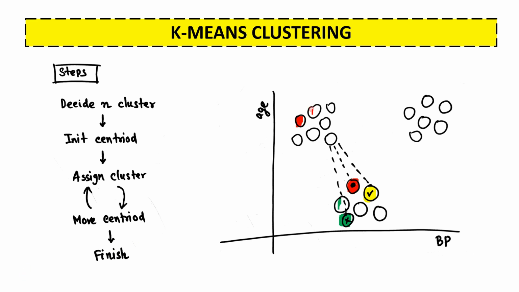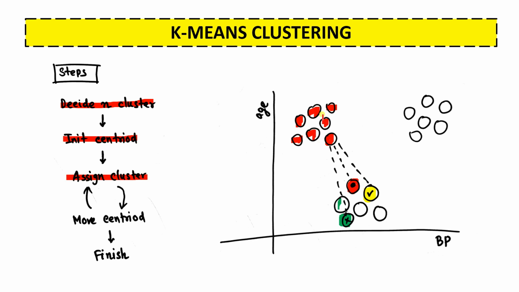So let's say red, red, red, red, red, red, and red. That you can see assign the cluster. That's been our first step is done. Second step is also done because we initialize the centroid. The third step is going on, assign the cluster.